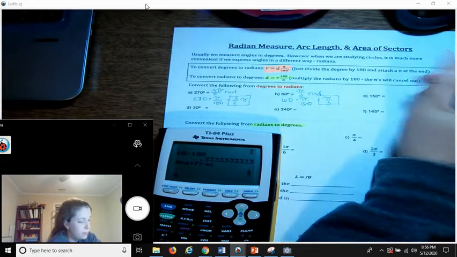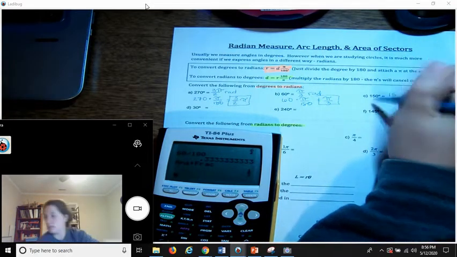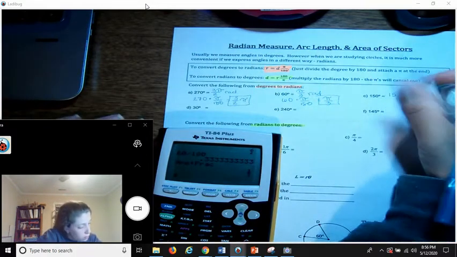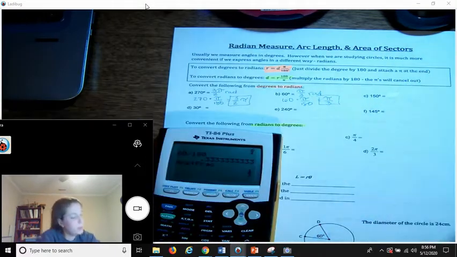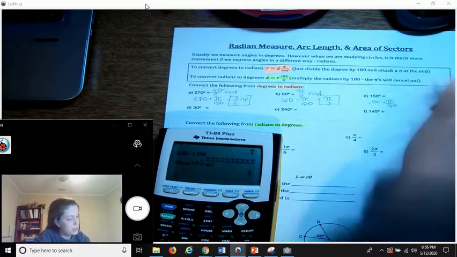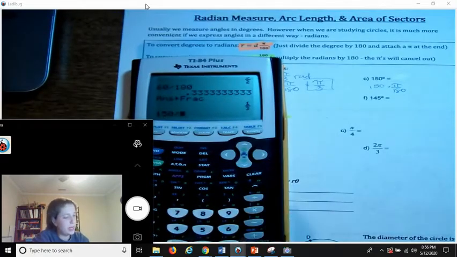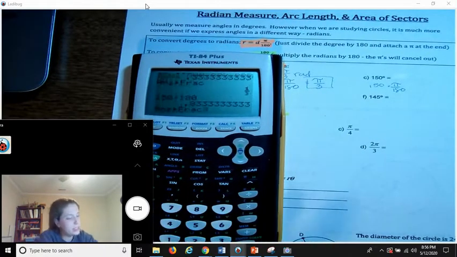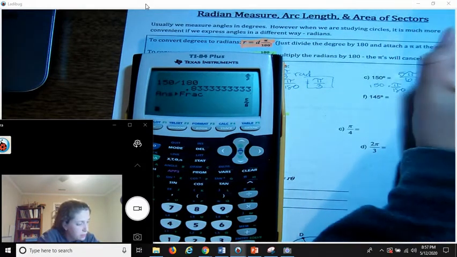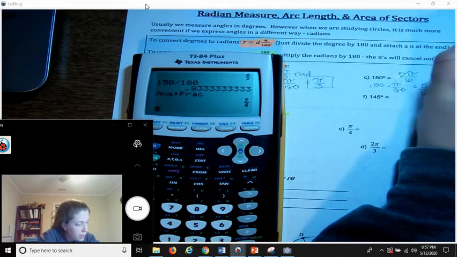Next, we have 150. So 150 times pi over 180. Let me move this up so you can see it, zoom in a little bit. 150, divide by 180, math, enter, and you should get 5 pi over 6. 5 over 6 pi radians.